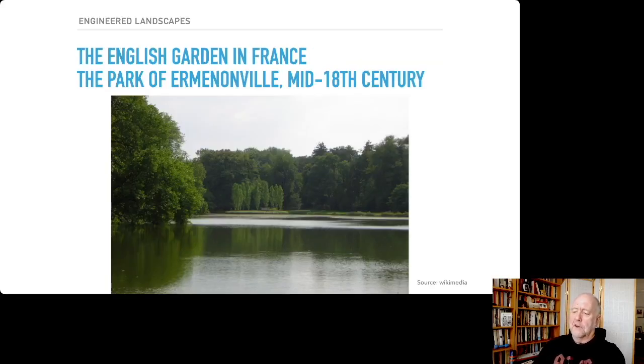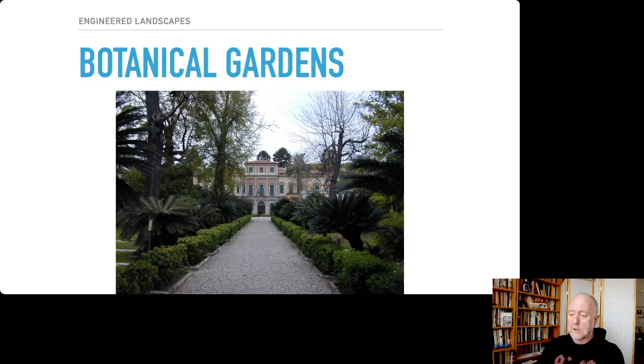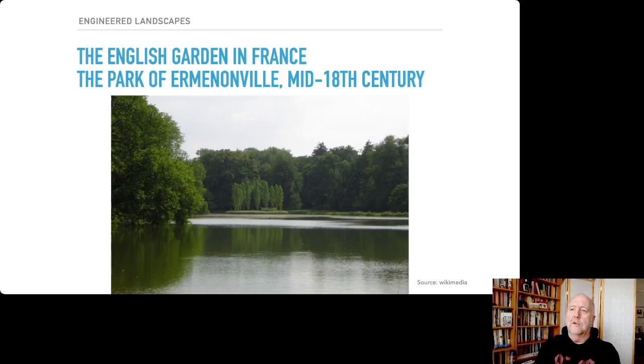By the end of the 18th century, the English landscape garden had spread back initially to France and then to the rest of Europe. So the English reaction to the French geometrical spirit had supplanted the French geometrical spirit in France. A very famous example is the park of Ermenonville, which was also known as the Park of Jean-Jacques Rousseau, after the philosopher who spent time here and who is buried on an island in the park. So this is mid-18th century.